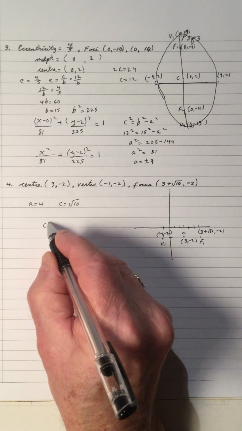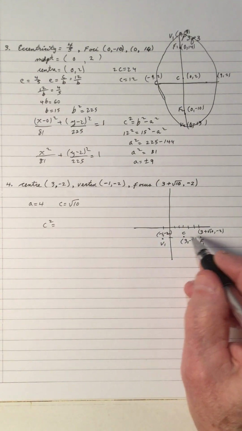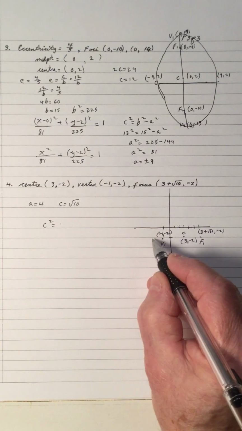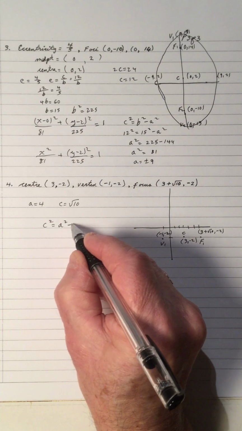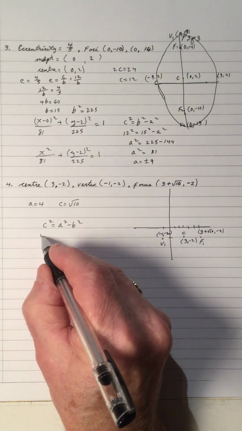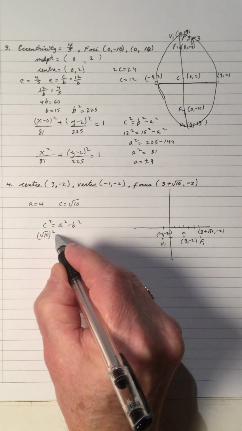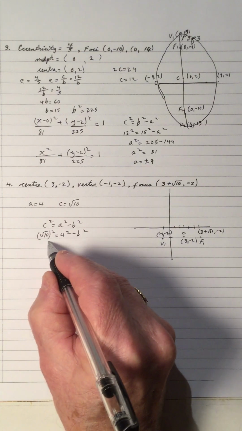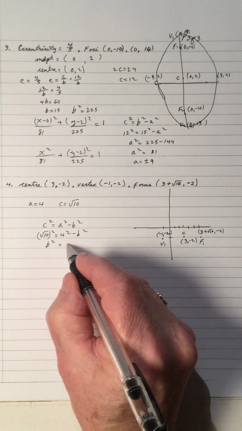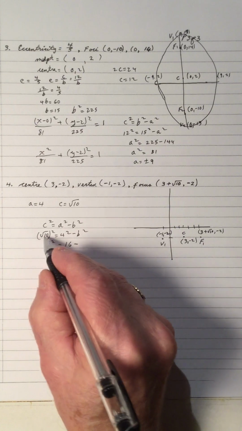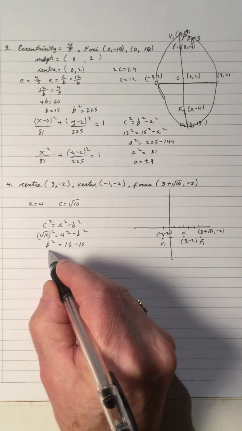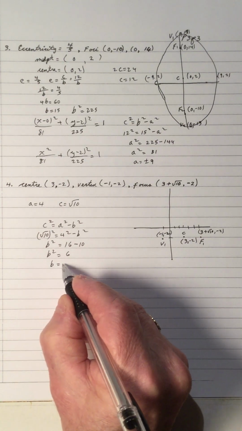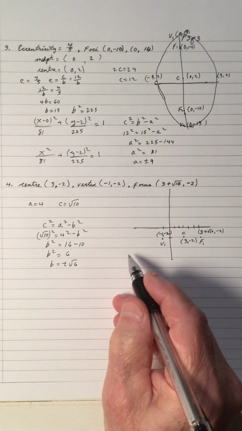So we have c squared, and again, this is the major axis, which is the x, so it's got the a. So it's a squared minus b squared. So c is root 10, a is 4. B squared, moving it to the right side, is 16 minus root 10 squared, which is 10. So b squared is 6. So b is plus or minus root 6.